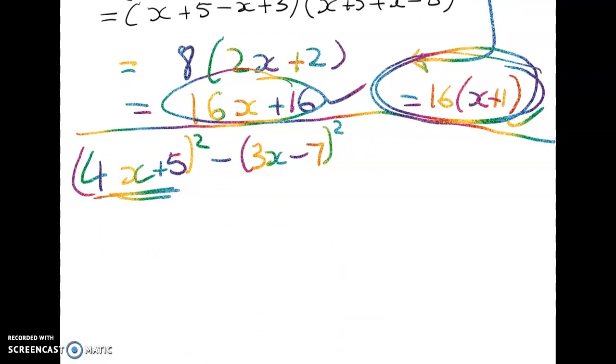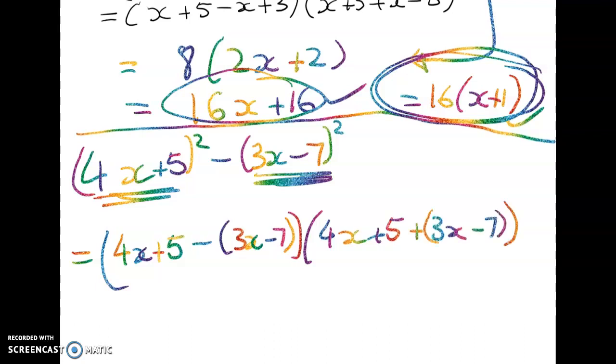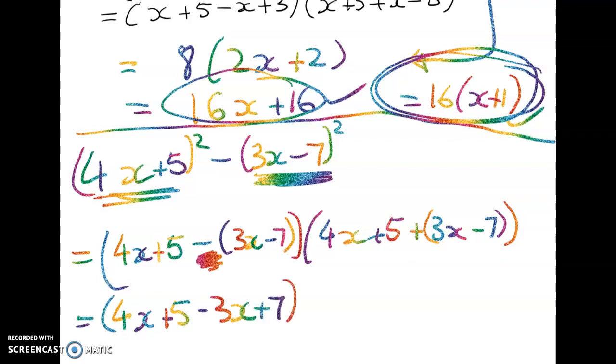So let's look at this one. It's the same pattern. I've got something squared minus something else squared. So it's going to be (4x + 5 - (3x - 7)) times (4x + 5 + (3x - 7)). Now notice that I've kept this in brackets. That's to avoid silly algebraic mistakes when I've done a whole lot of work with my good maths brain. Right, so we're just going to be careful with how we expand out, especially that negative sign. And we get 4x + 5 - 3x + 7.